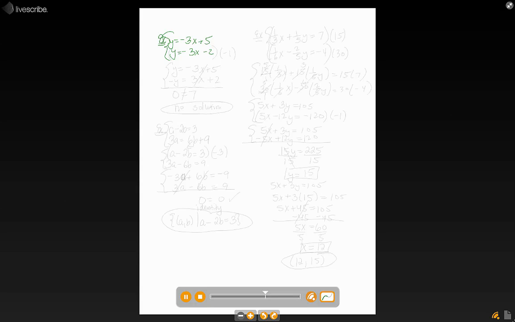What do I get when I add? 0 equals 0. That's true. That is an identity. And if you have an identity, what's the answer? And how do we write that?